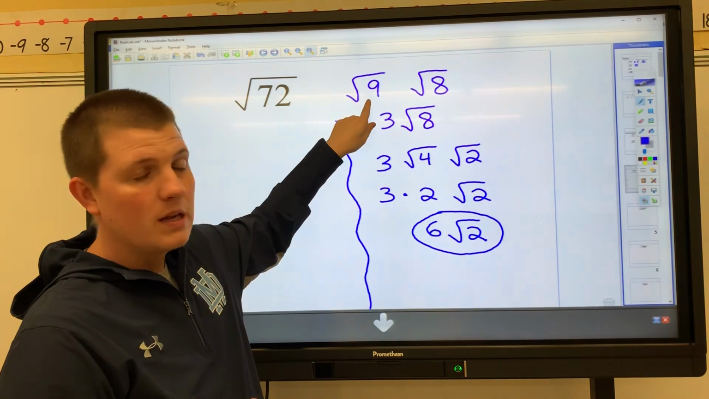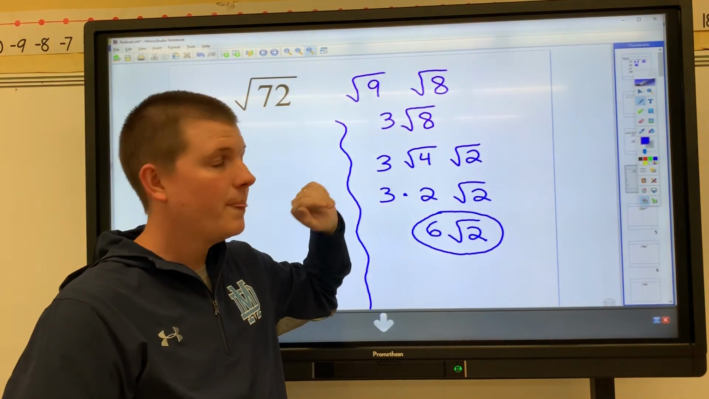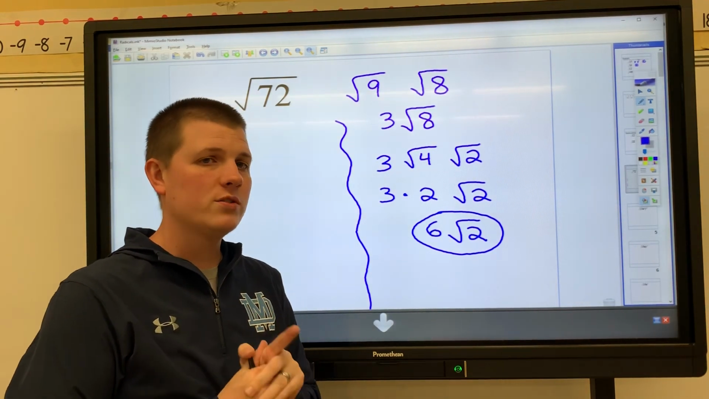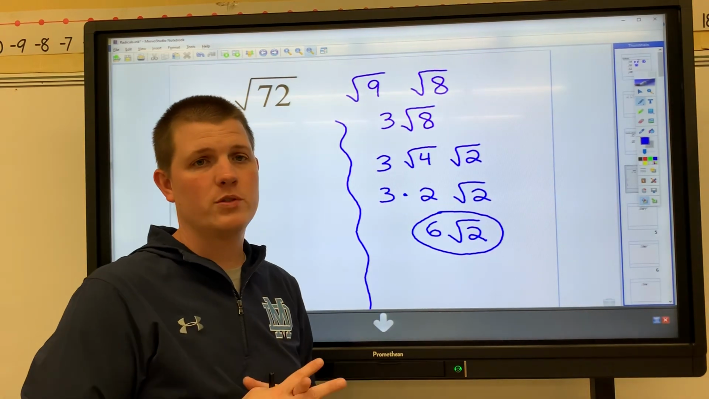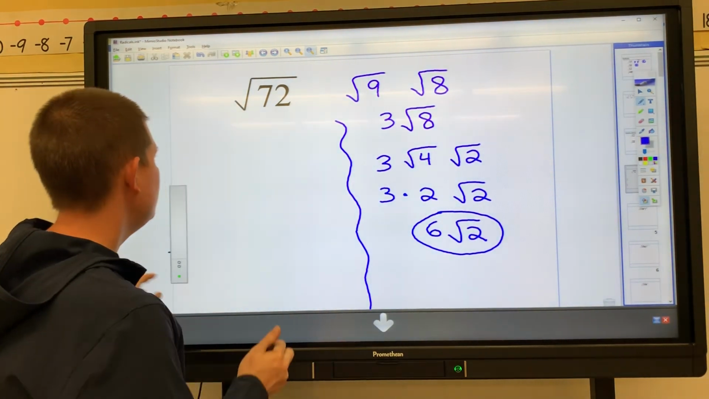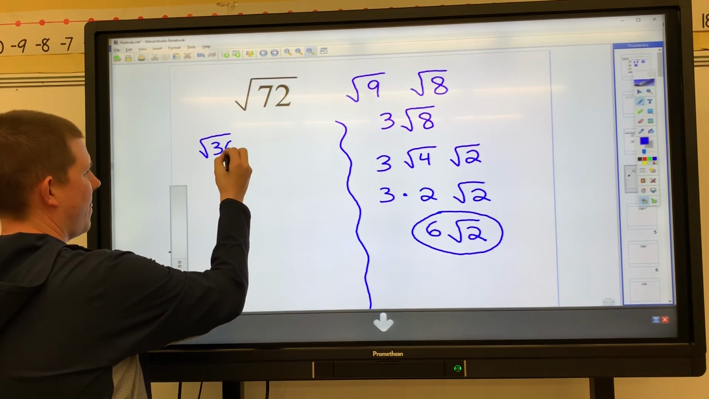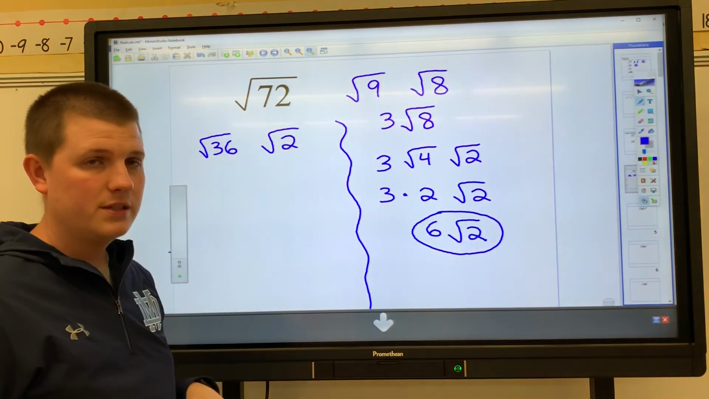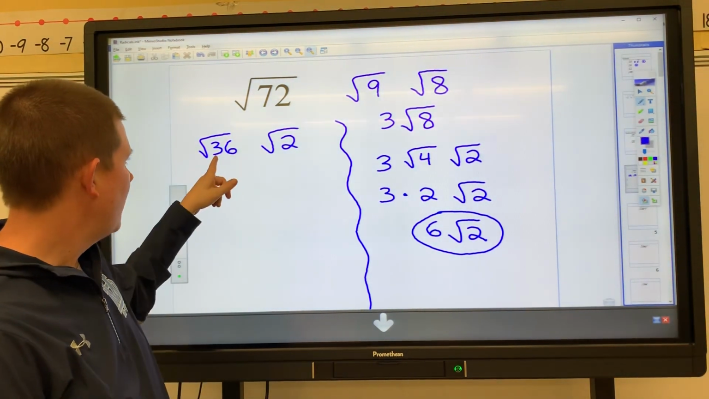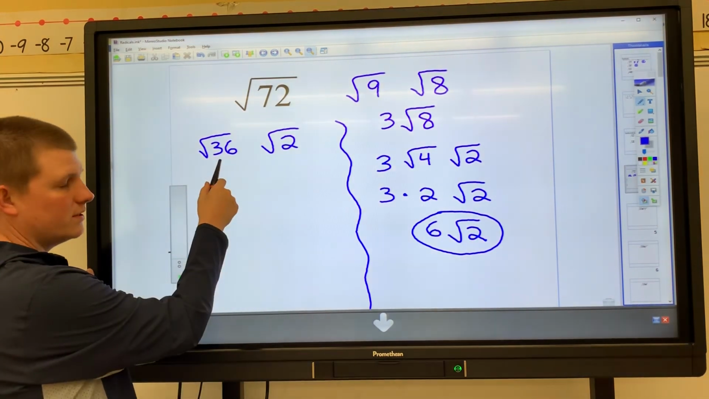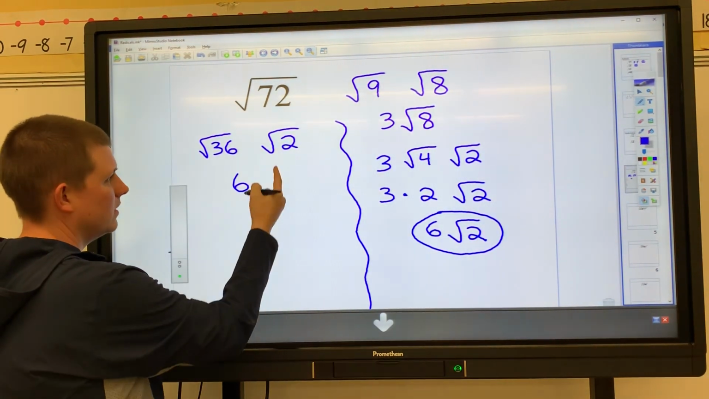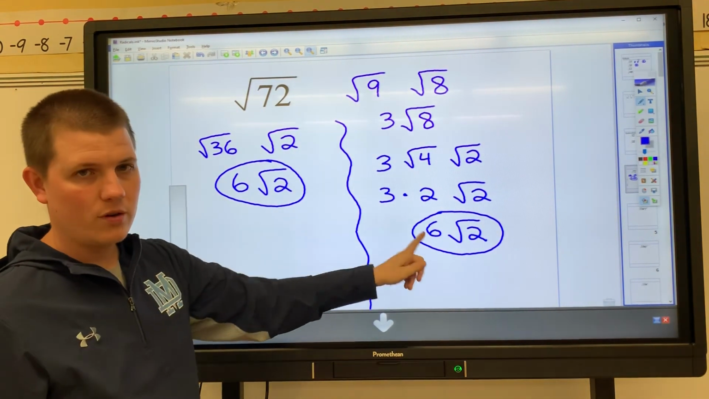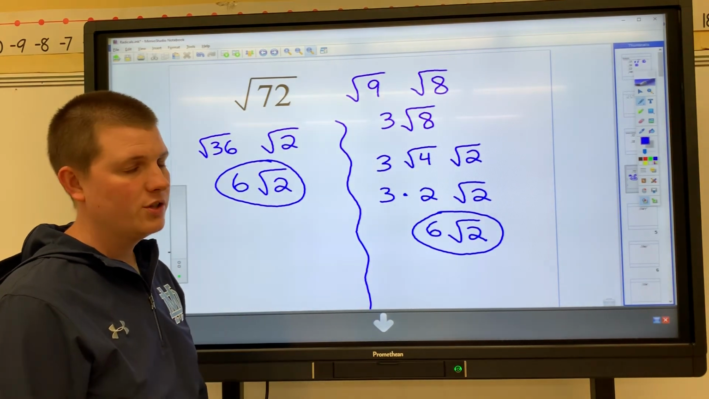So we use 9. 9 goes into 72, 9 times 8, and 9's a perfect square, it works. But if there's a number that's bigger than 9, that also goes into 72, and is a perfect square, we should use it. And in this case, there is: 36 and 2. 36 times 2 is 72, and 36 is a perfect square. So now I made 36 and 2, and I can break it down. What is the square root of 36? 6. Square root of 2 stays the same. And if you notice, we get the same answer either way. Either way works. It's just like simplifying a fraction.